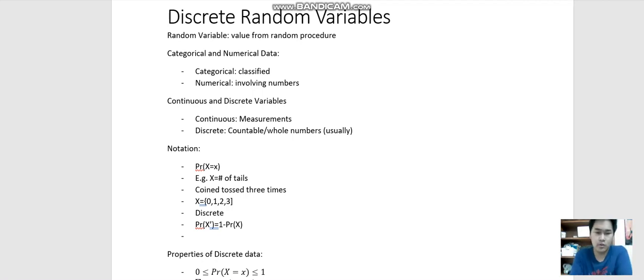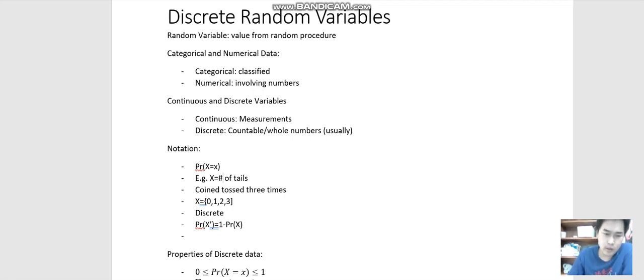This is a quick refresher. When you have notation, you'll see this: P(X = x). The capital letter is the variable, and the small x is the amount of times. So here, X is the number of times you get tails flipped on a coin. Let's say we toss this coin 3 times, so you can get 0 tails, 1 tail, 2 tails, or all 3 tails.